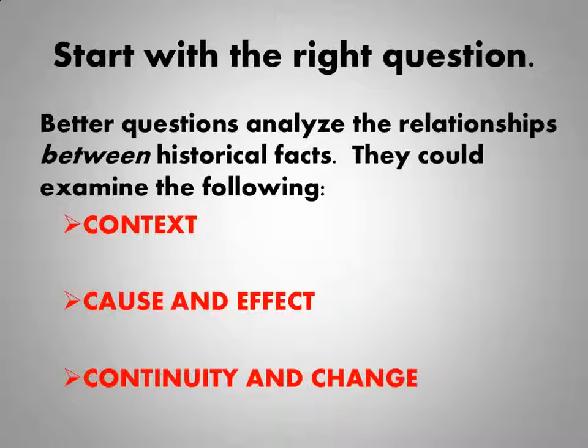Third category, continuity and change. An example might be, how did the longbow affect the institution of feudalism in 14th century Western Europe? History doesn't repeat itself because at various points in time, things stop being done and new things start being done. Continuity and change. The interplay between these two could also make for good analysis.